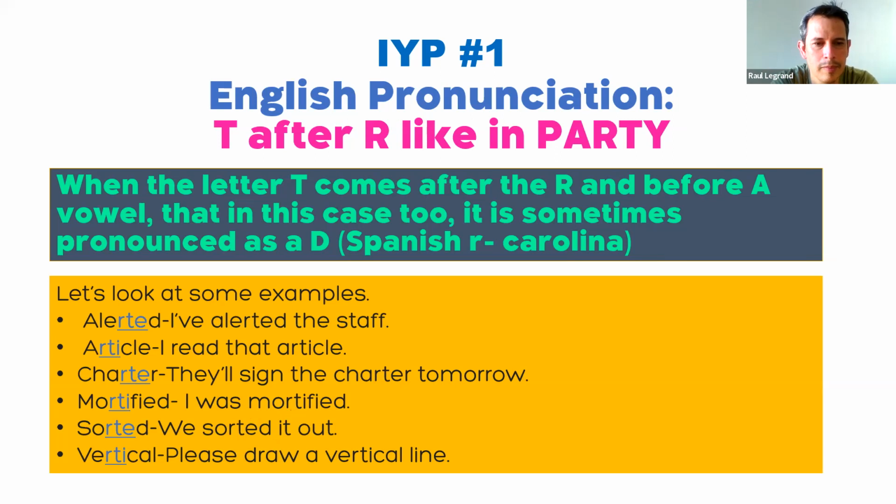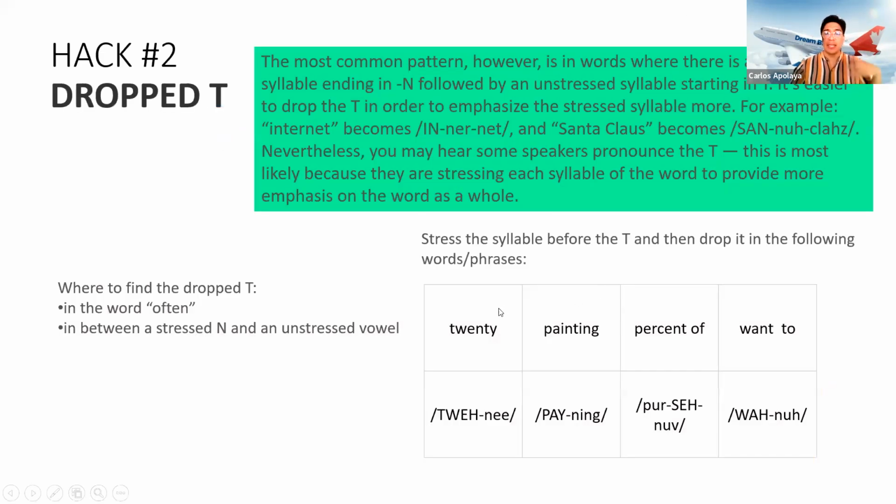The last one. Vertical. Please draw a vertical line. Yeah, that's perfect. So, super quickly, this is the second rule, that when you have NT and the vowel sounds, like painting, percent off. And this is the reason that they say "one." You say "want." But focus on this: when you have the same sound, you drop the first one. Look at this.